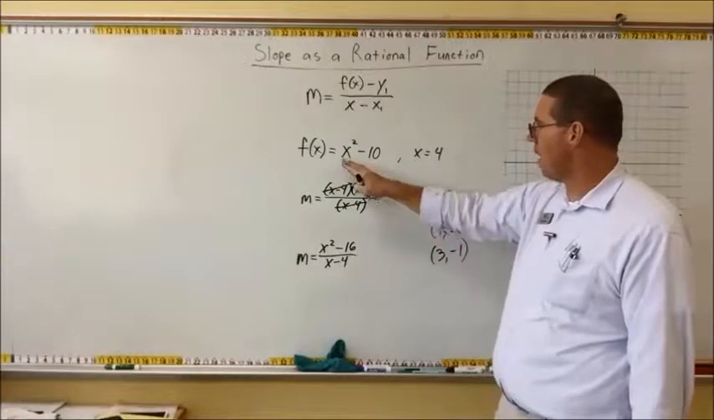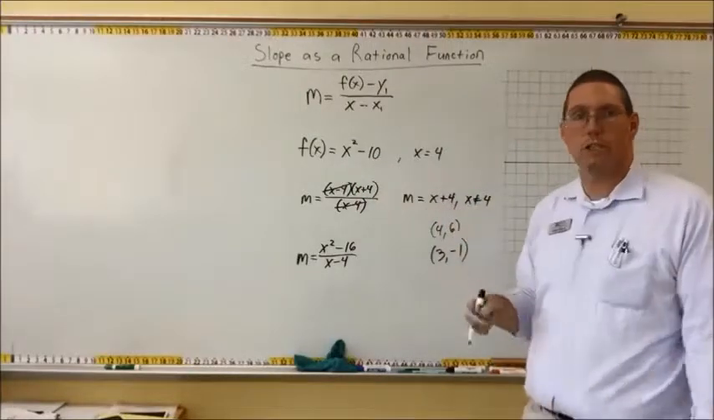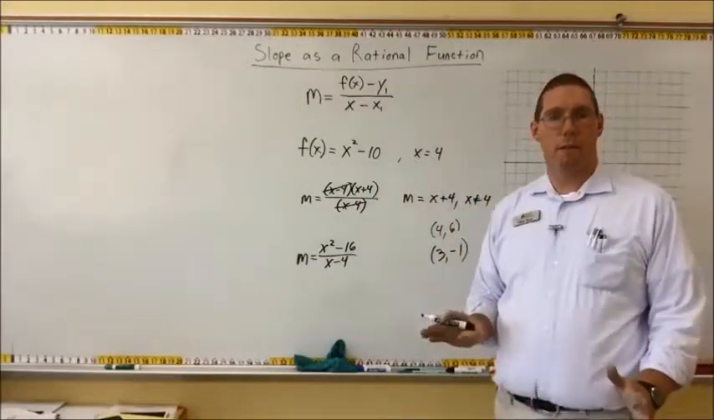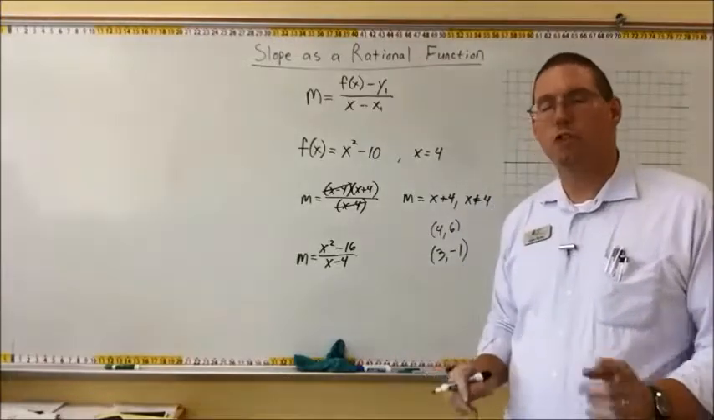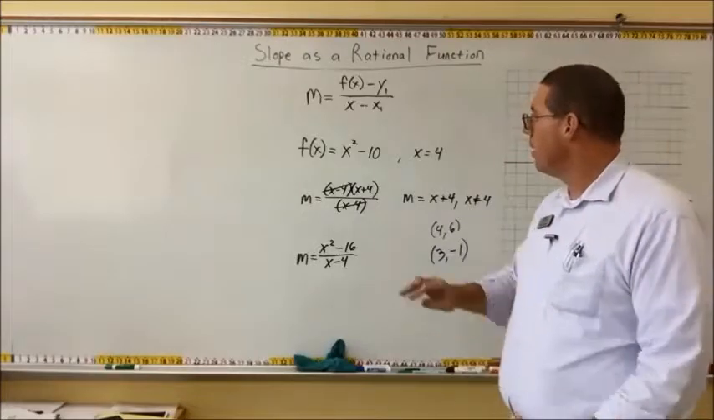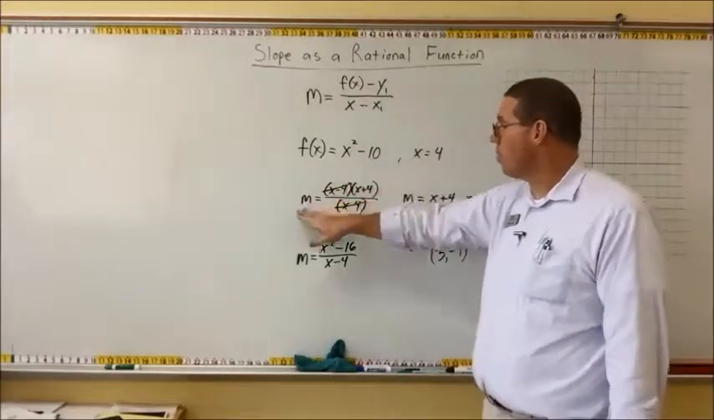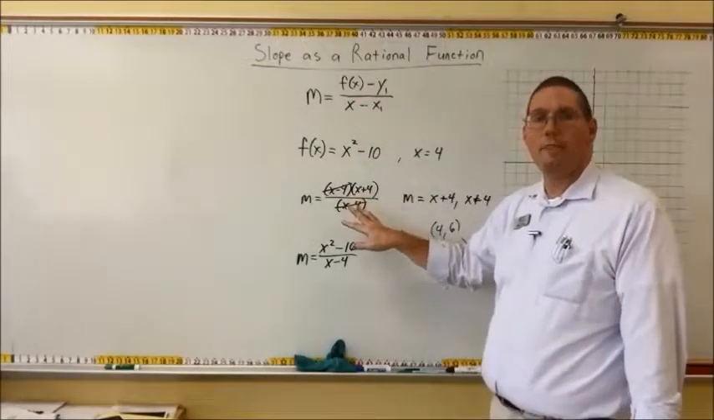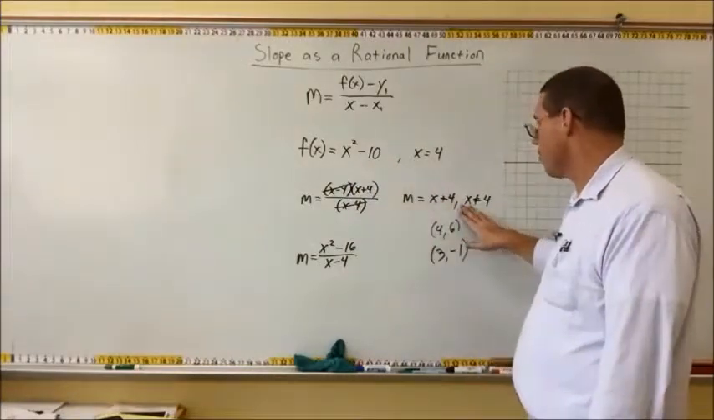There's an average slope of 3 plus 4, which is 7. Now, I know a lot of this stuff doesn't make sense to you, but trust me, it's all going to come together. For now, all I want you to be able to do is identify slope as a rational function and then simplify it to this point, okay?